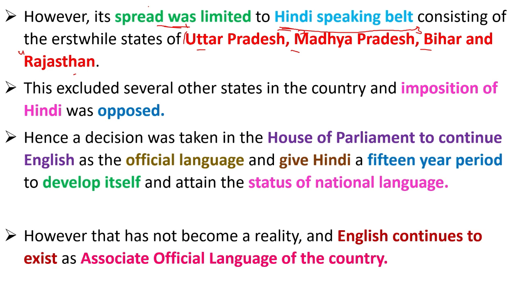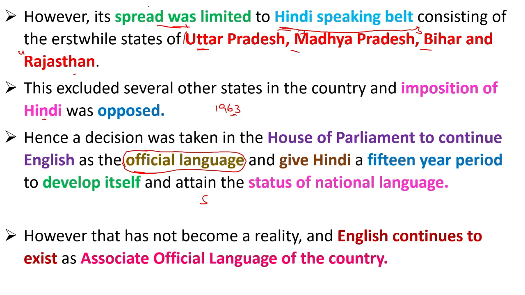This excluded several other states in the country, and the imposition of Hindi was opposed. Yes, we know that in Tamil Nadu in 1963, when the Indian government wanted to make Hindi the official language, what happened? The Tamil people from Tamil Nadu, the southern part, started an anti-Hindi agitation, saying Hindi should not be made the official language of our country, because Hindi is spoken by whom? Only northern people.